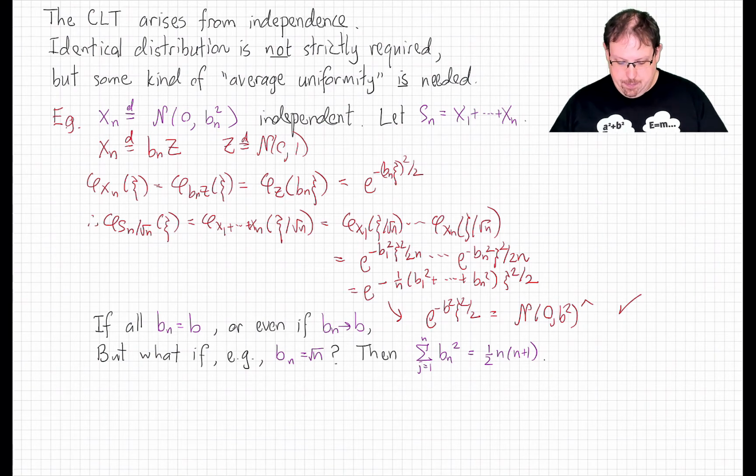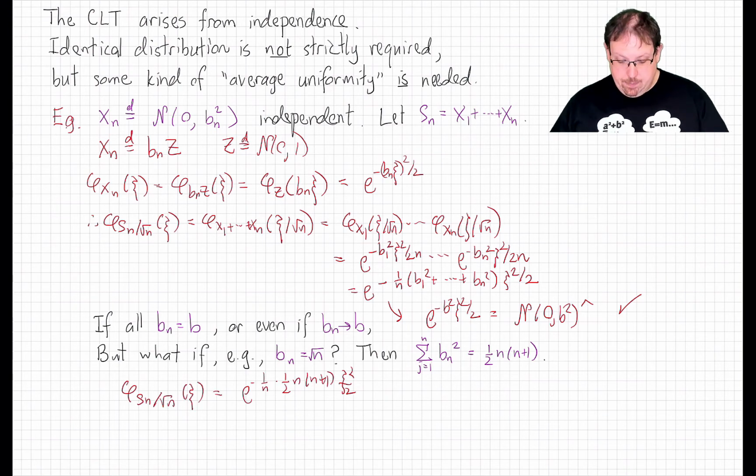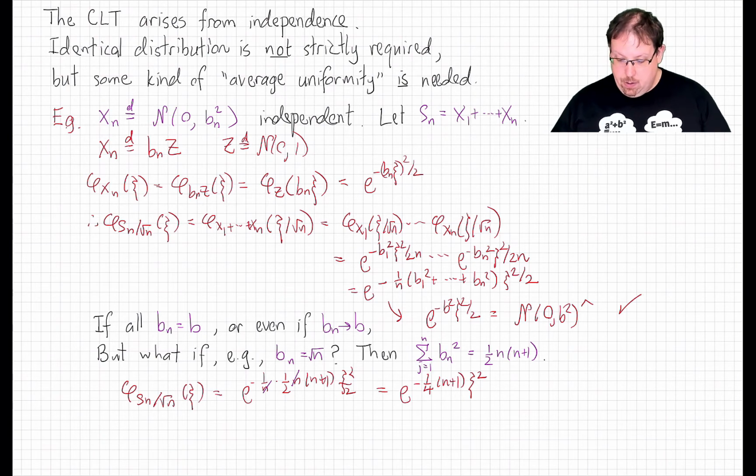But we could consider other sequences of bn's. For example, what if bn were equal to the square root of n? Well, then that sum of the bn squareds is this quadratic function of n. And that means that the characteristic function of the nth term in the sum renormalized is this, where the n's cancel, but we still have linear growth in n. And now, what happens as n goes to infinity?